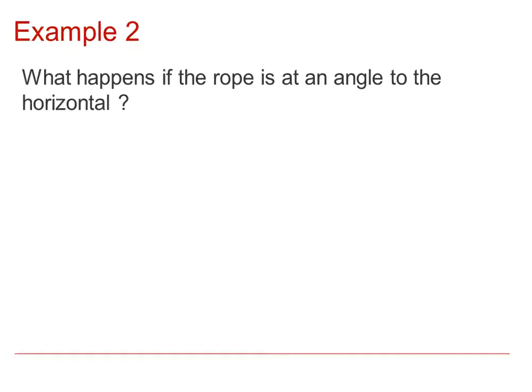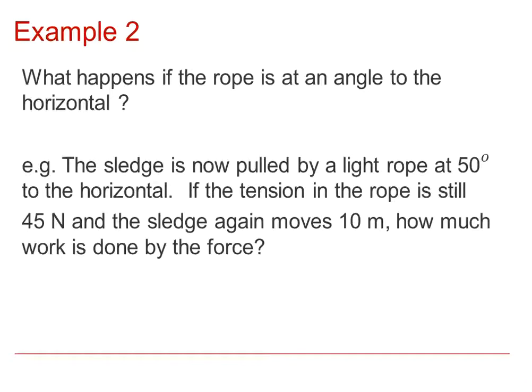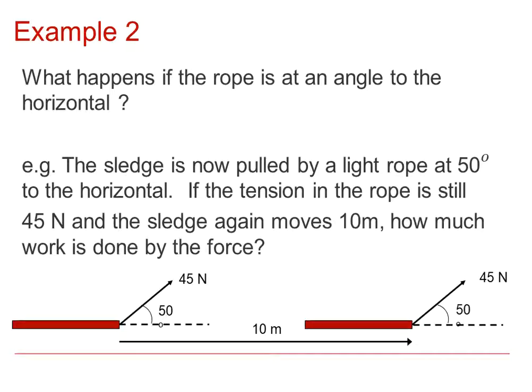So what happens if the rope is at an angle to the horizontal? For example, the sledge is now pulled by a light rope at 50 degrees to the horizontal. If the tension in the rope is still 45 newtons and the sledge again moves a distance of 10 meters, how much work is done by the force now? So there's a diagram showing the situation. How much work is done by that 45 newton force when the sledge moves 10 meters forward?